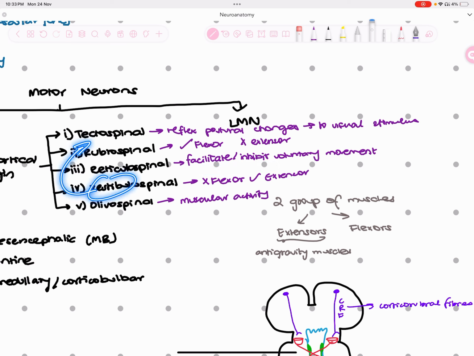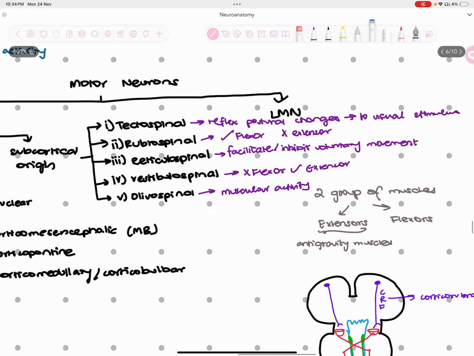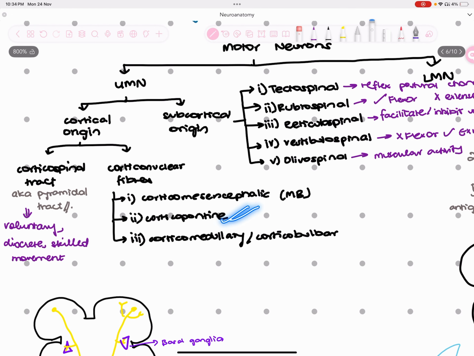Vestibulospinal, quite the opposite of rubrospinal. This is going to inhibit the activity of flexor, and it's going to stimulate the activity of extensor. So this is going to cause you to rise up, to stand. Remember the VIP slang that your vestibulospinal tract is for, and the pontine, that is to allow you to stand. And olivospinal is for muscular activity. And pontine, I already told you, this is also to help you stand. So corticopontine and vestibulospinal, these are for you to stand, right?